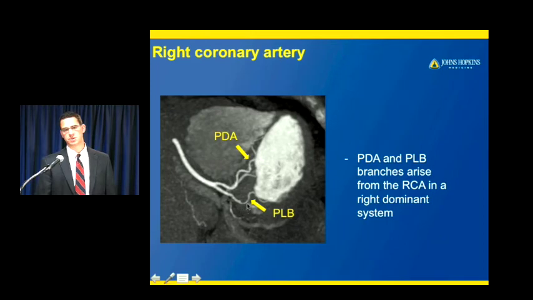And then here's a posterolateral branch, which is basically a continuation of the PDA, a continuation of the RCA after the PDA comes off, and then curves around to supply the inferior wall of the left ventricle. So both these vessels are important and could be potential targets for bypass and/or stenting if there's significant disease in these vessels.